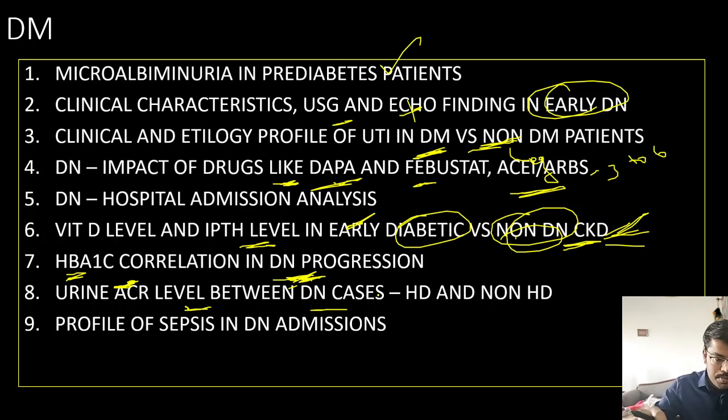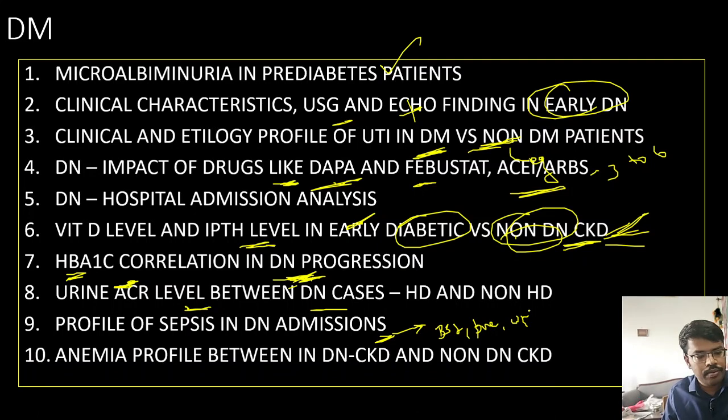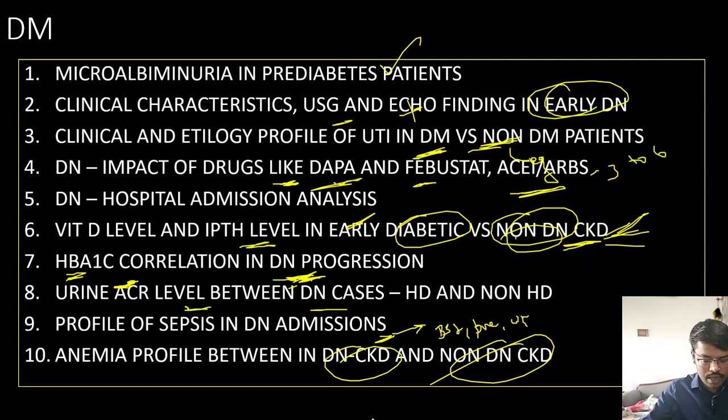Another one is profile of sepsis in diabetic nephropathy admission. Just you are checking in diabetic nephropathy patient, what is the profile of sepsis, whether it is bloodstream infection, whether it is pneumonia, whether it is UTI. Along with that, you can plan the outcome also. Anemia profile you can catch between diabetic nephropathy CKD and non-diabetic nephropathy CKDs. These are all the simple and common topics in diabetes patients, or thesis topics which are related to diabetes.